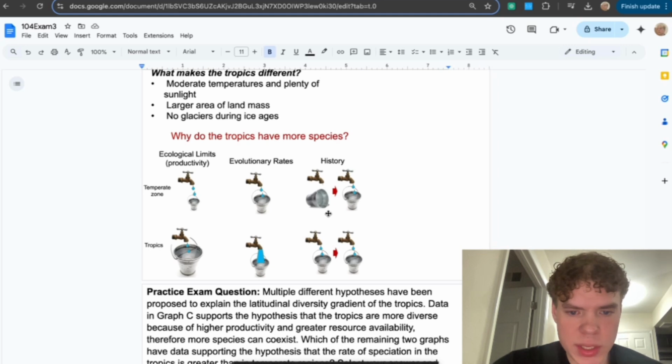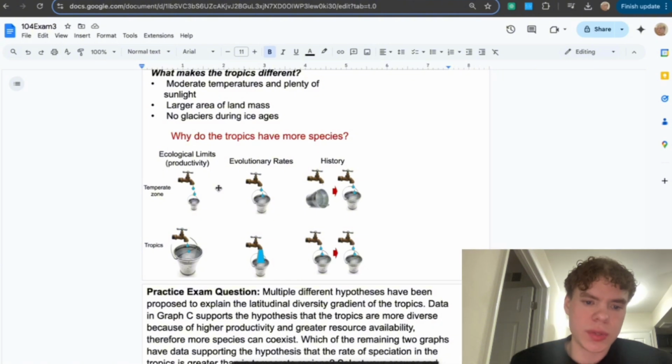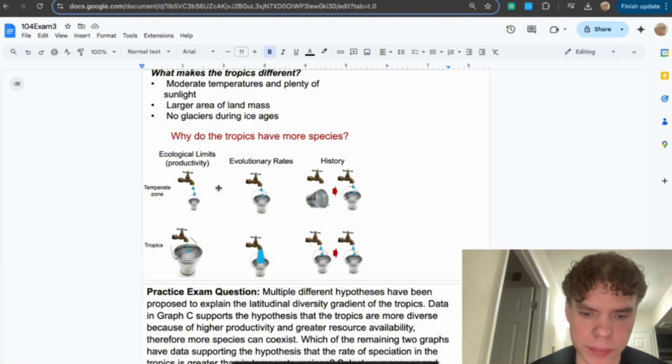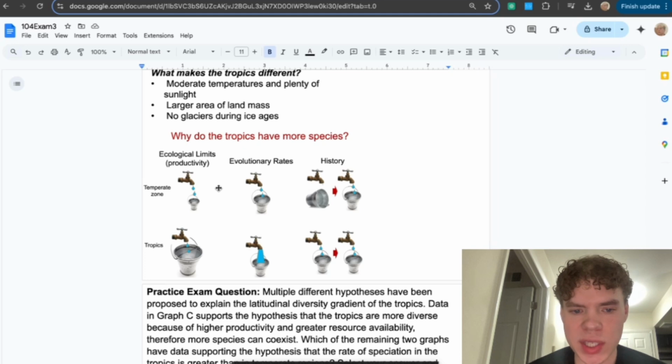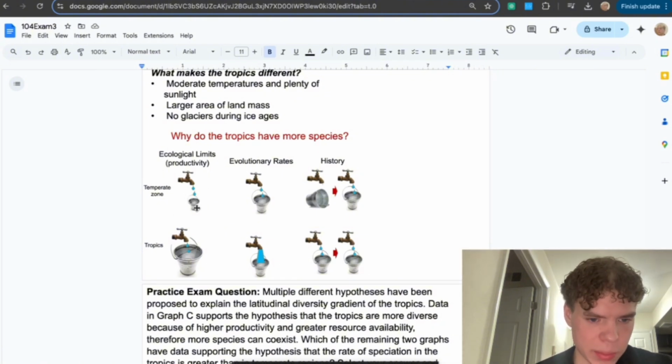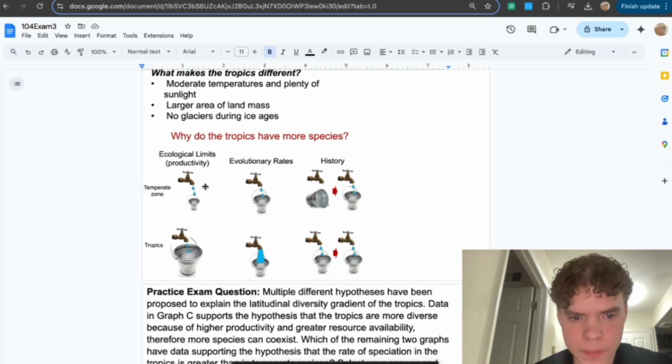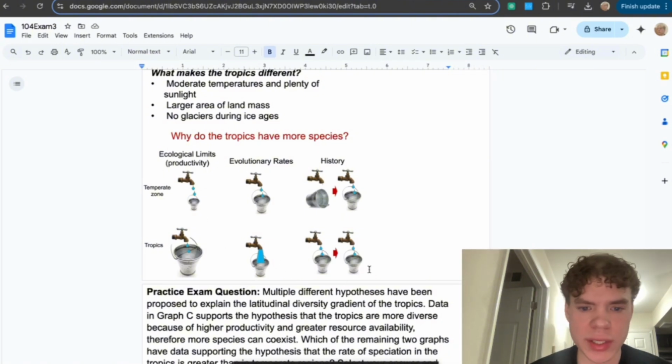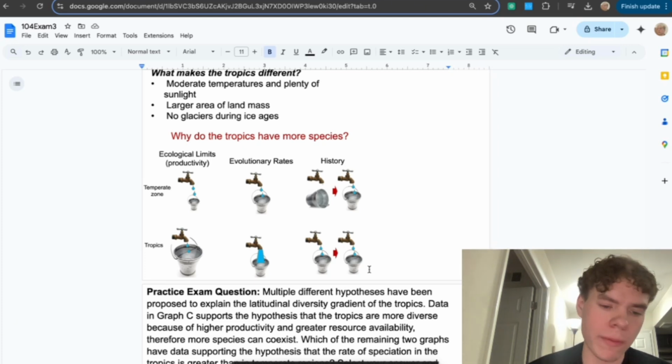So I guess in this image, the water droplet represents a species, and the bucket represents the ability to maintain life. If you look at a tropic zone, the bucket's bigger because it has more energy to support life, versus a more temperate zone, where the bucket's smaller because it can't support much life. And I guess evolution at tropic regions happens quicker, and it has a longer history too because, like I said, there are no ice ages just stopping everything every once in a while, if that makes sense.